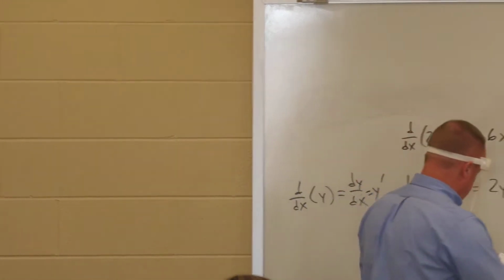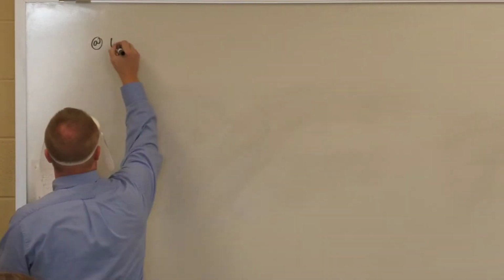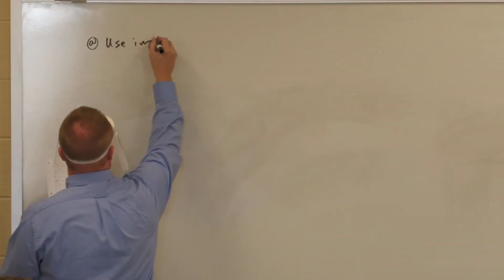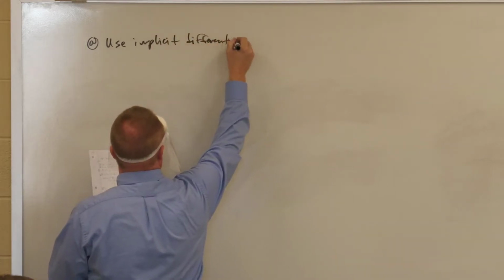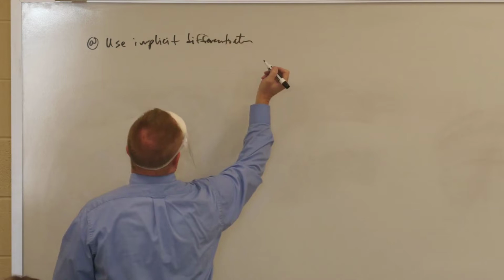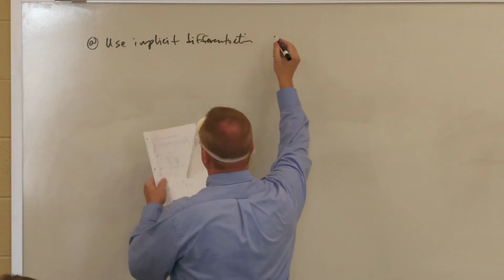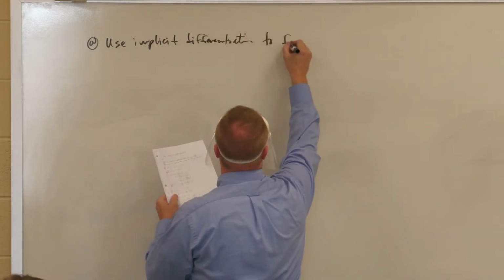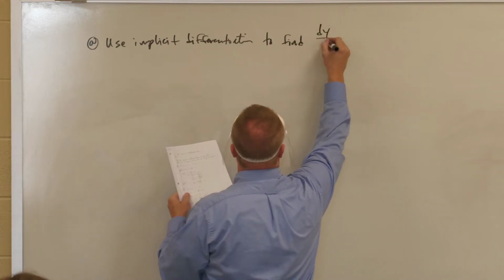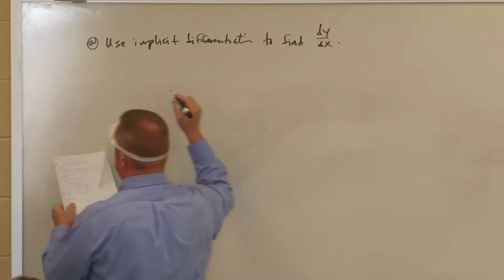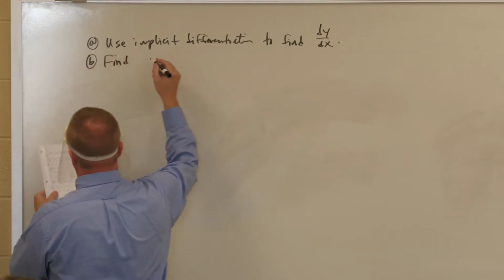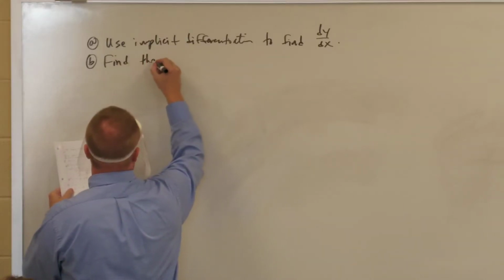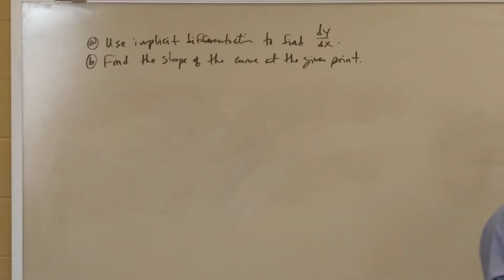All right, well, let's get started with the problem then. Use implicit differentiation to find dy dx. Okay, and then B, find the slope of the curve at the given point. So that's really the slope of the tangent line at that point.